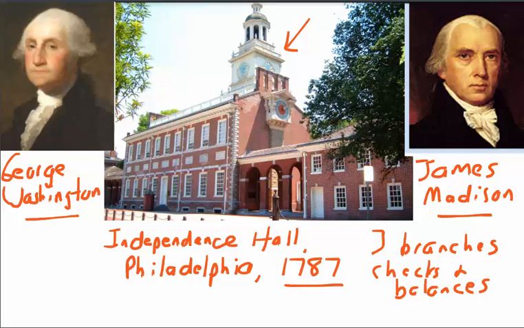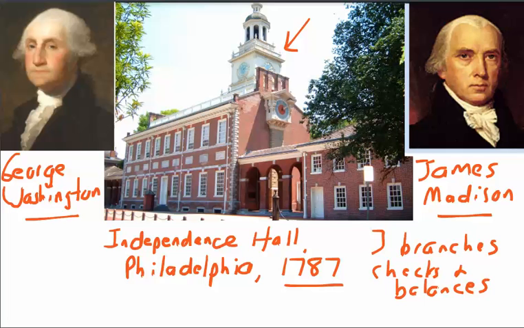In addition, in order to get the opponents to accept this new, more powerful national government, James Madison agreed that after the Constitution was approved, the first Congress would pass a Bill of Rights, 10 amendments added to the Constitution, which would define the liberties of the people, which the new national government could not take away.